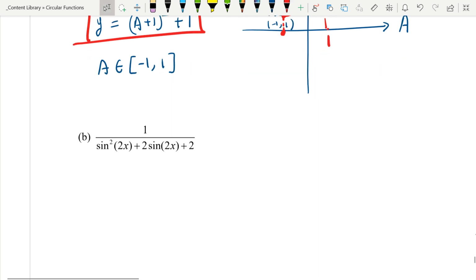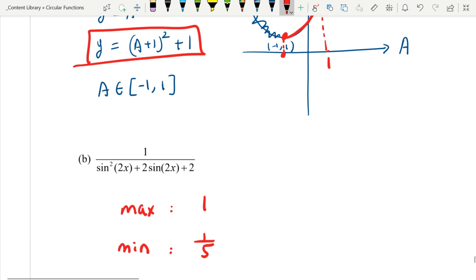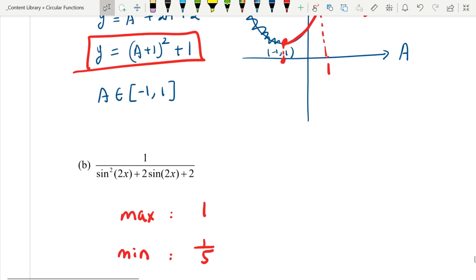So it's very easy to think about B then. What's the max and minimum for that, if I put that as a reciprocal? So max will be 1 and minimum will be 105. So 1 over the max will give you the minimum and 1 over the minimum will give you the maximum. So if you know the max and minimum for the top function, you will know the maximum and minimum for this reciprocal function here.